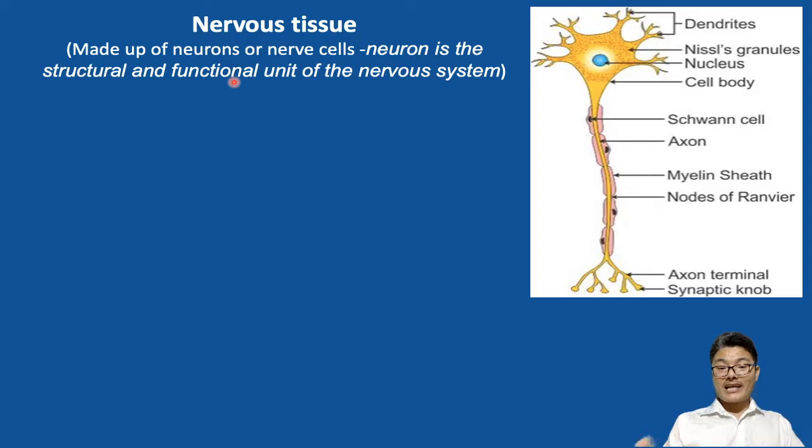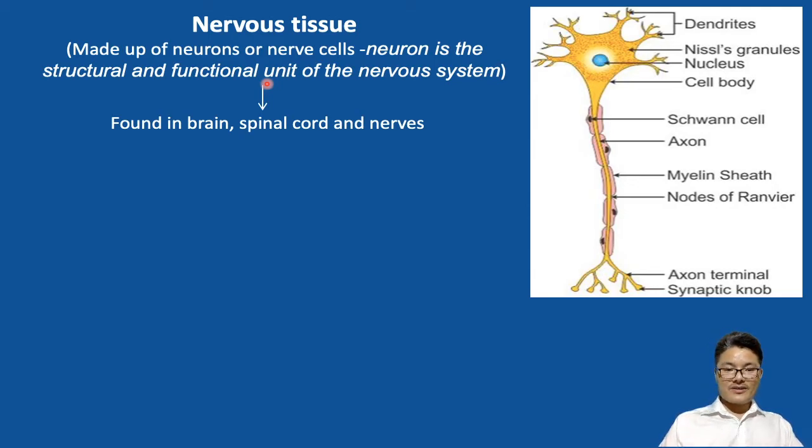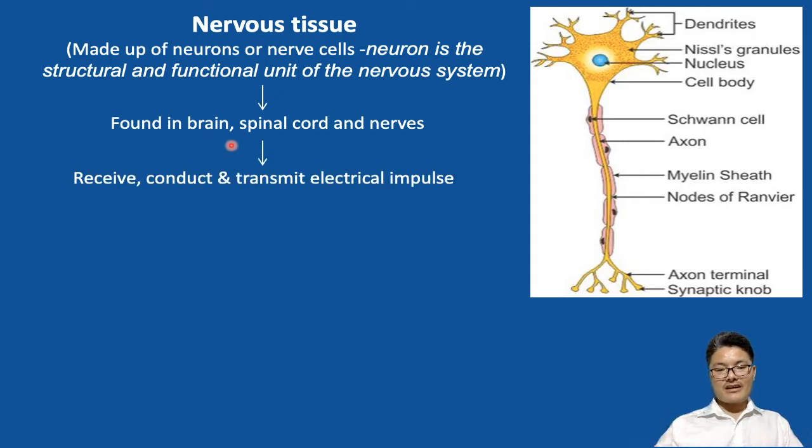So that's why they are the smallest structure which is helping in performing the function of the nervous system. The nervous system is helping in control and coordination of our body, right? And these nervous tissues are made up of neurons and they are found in the brain, spinal cord and nerves, different nerves which are present in our body, like cranial nerves which are coming out from our brain, and spinal nerves which are coming out from the spinal cord, are made up of neurons.